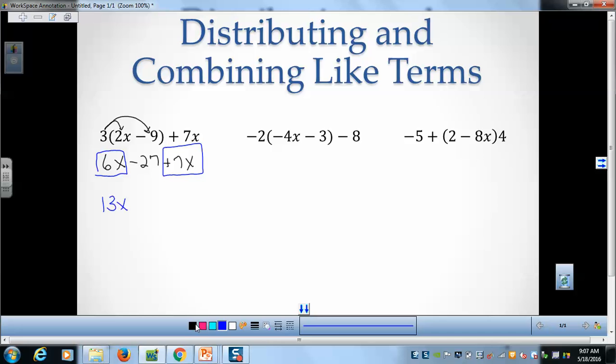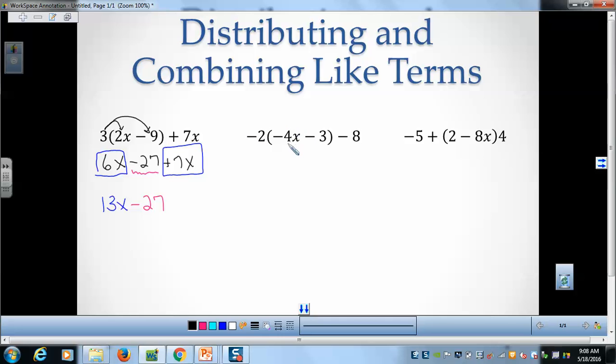We only have one regular number term, so there's nothing to combine it with, so we just simply bring that down, and then that's our final answer. We have one group of x's, one group of regular numbers, nothing else that is like, so we know we're finished. Alright, so now jumping into our next one.